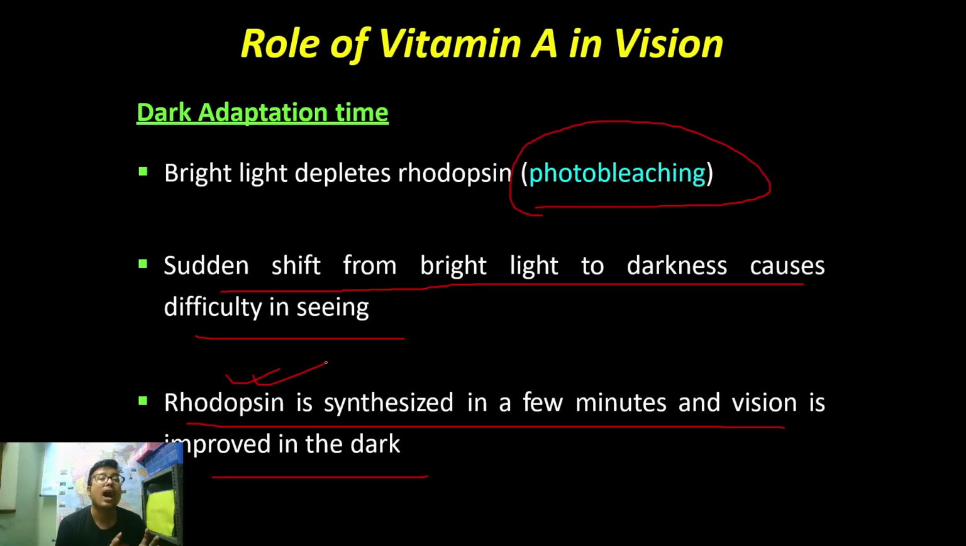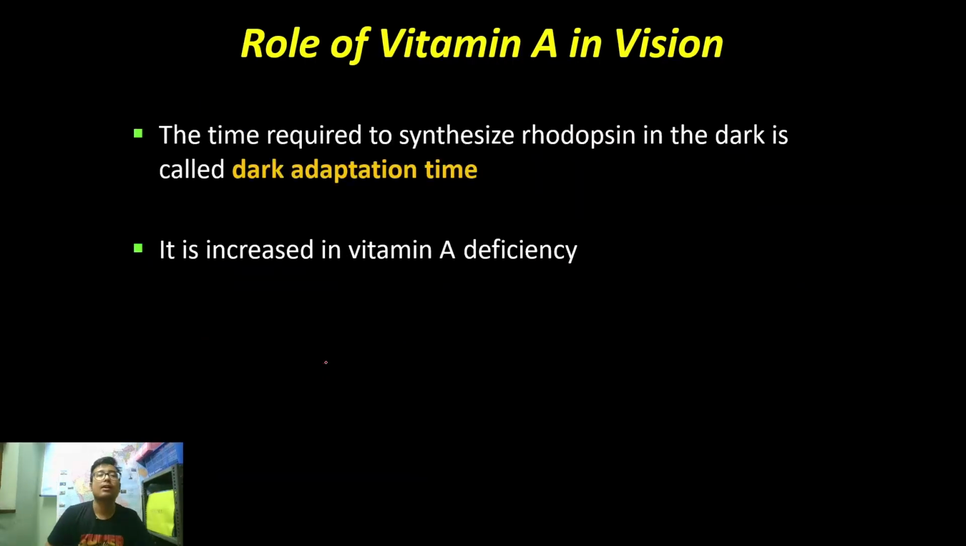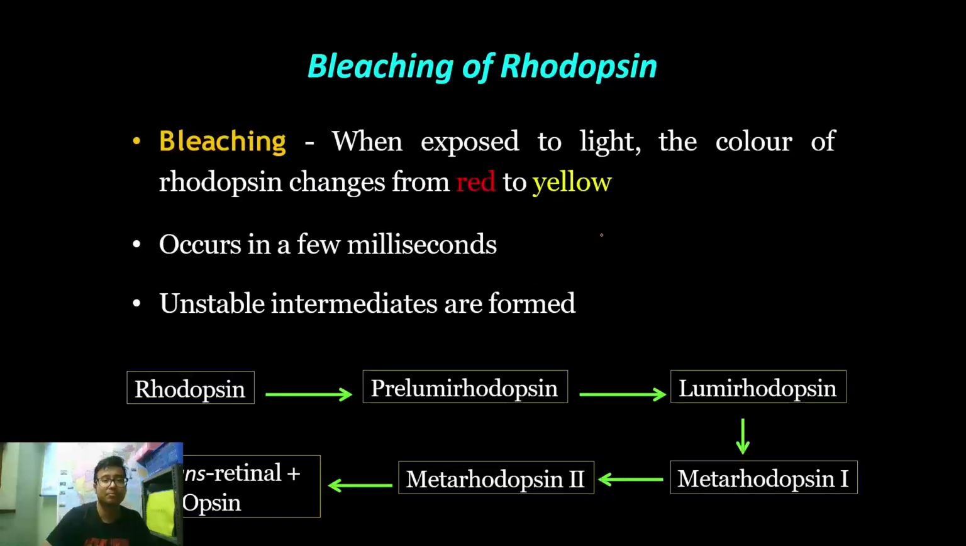You know, iodopsin is another pigment that is helping in light vision, but that is not included in the syllabus and you don't need to know. So the time required to synthesize rhodopsin in the dark is known as dark adaptation time, and it is increased in vitamin A deficiency. I hope this is clear by now.